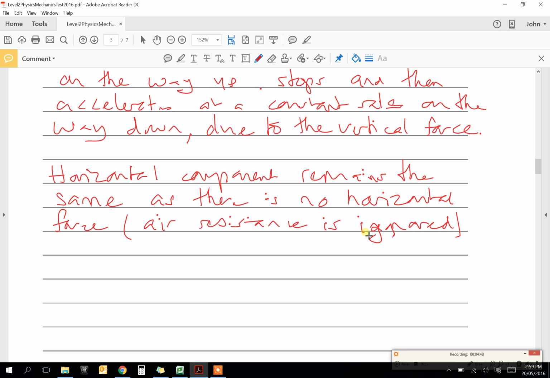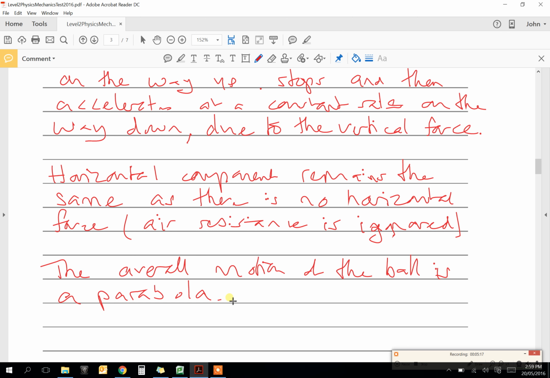Okay, and so we want to describe the whole motion of the ball. So we've got accelerated vertical motion, constant horizontal component motion, the overall motion of the ball is a parabola.